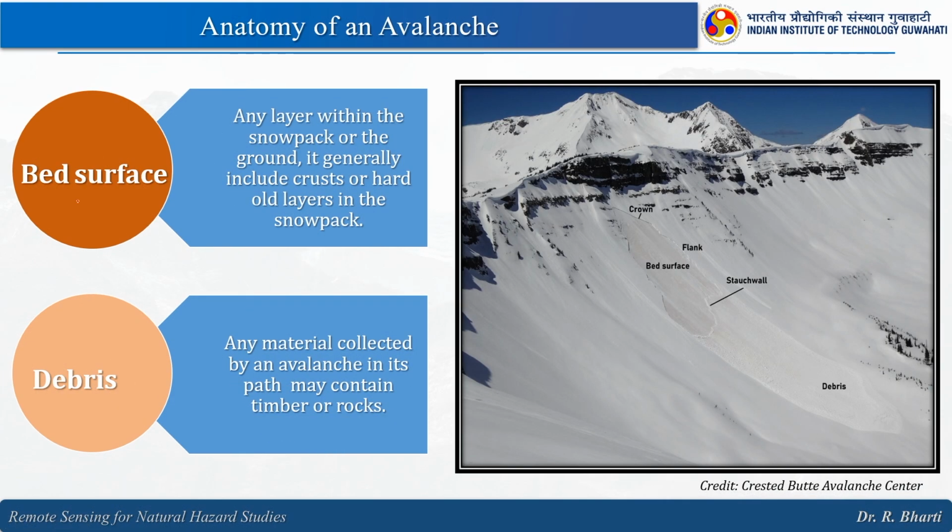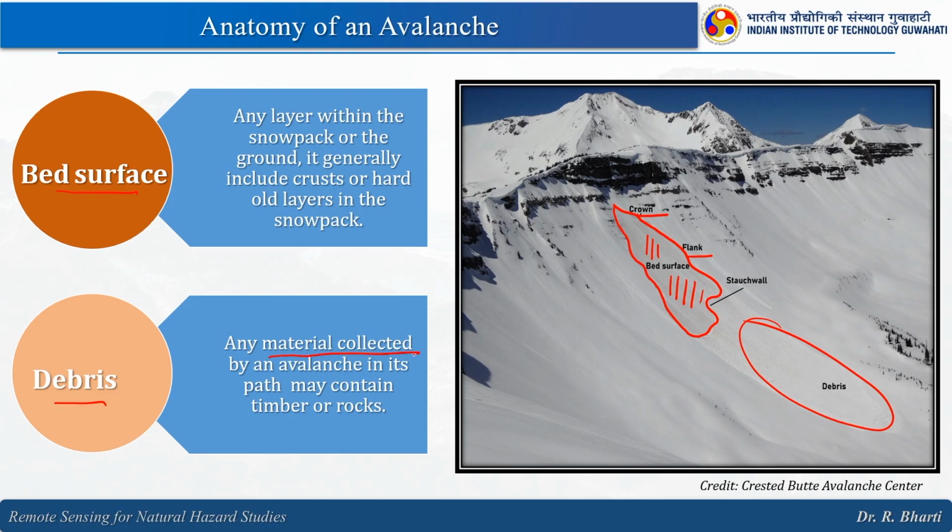Then we have bed surface that we have understood there. So, this is another avalanche where we have the bed surface here. Inside this is the bed surface, right, and here you have flank, here you have crown, right, and the debris will be here in the downstream or in the downslope.